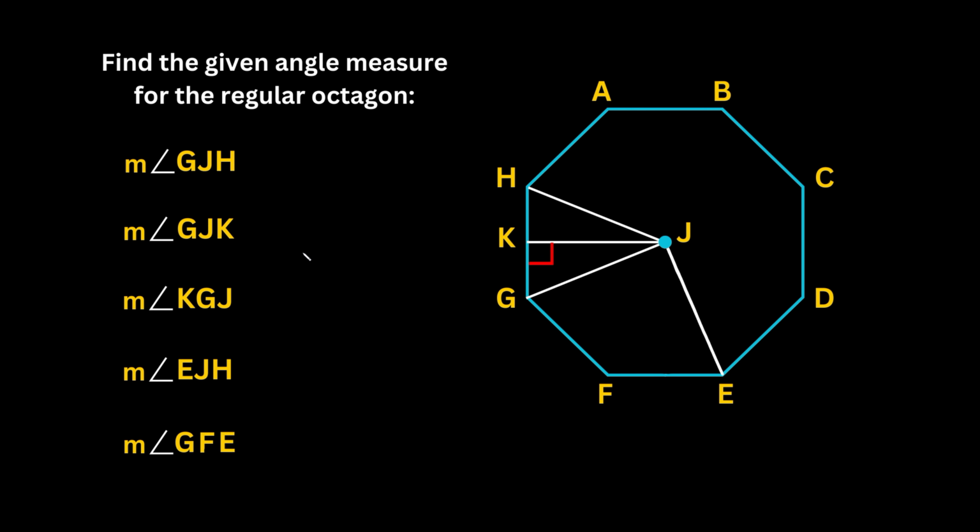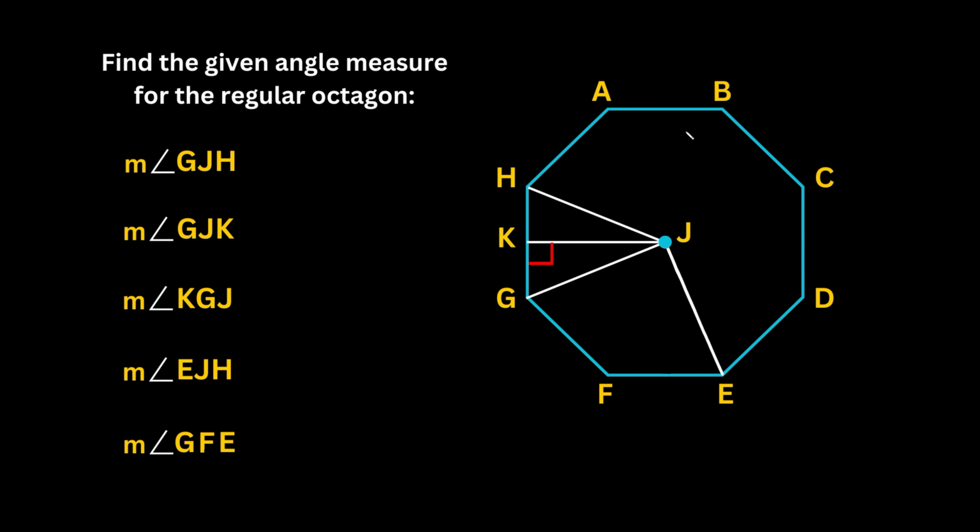So in this video, I'm going to teach you how to find angle measures in regular polygons. We're going to cover some key concepts like finding central angles, interior angles, and apothems. All right, so let's go over this example. This one just says, find the given angle measure for the regular octagon. So we have to find all these different angle measures off this octagon.